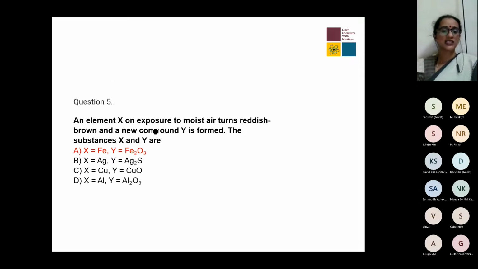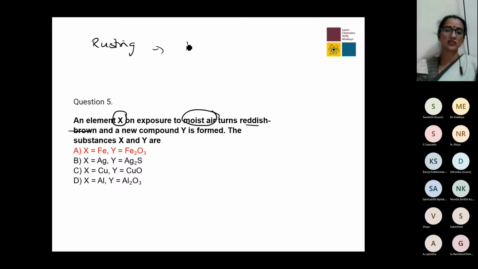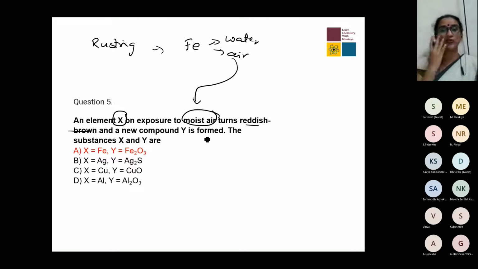Okay, all right. Let's look at this. Okay, now, an element X on exposure to moisture turns reddish brown, and a new compound is formed. So the clue here lies in the fact that moist air turns an element reddish brown. Now, I'm sure you've all heard of rusting, or you've all seen rusting occur. When does rusting occur? Rusting occurs when you have iron, right? Just metallic iron. And this metallic iron, when it is exposed to both water and air, or in the form of moist air. So it doesn't have to be just water. It could be air that contains water droplets as well.